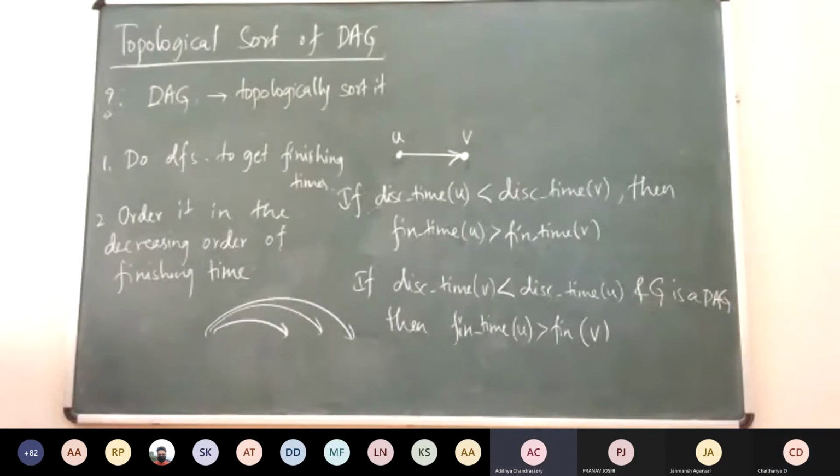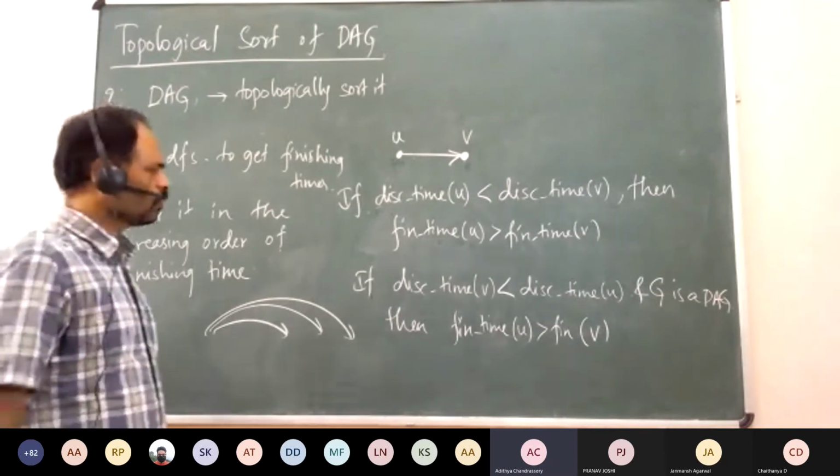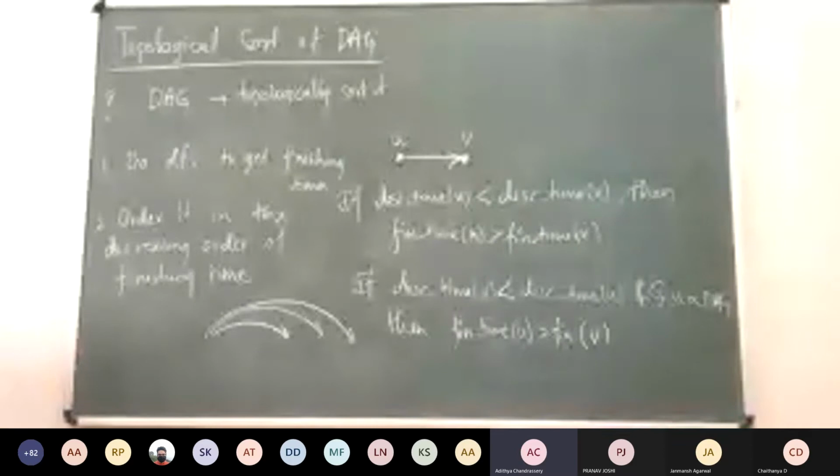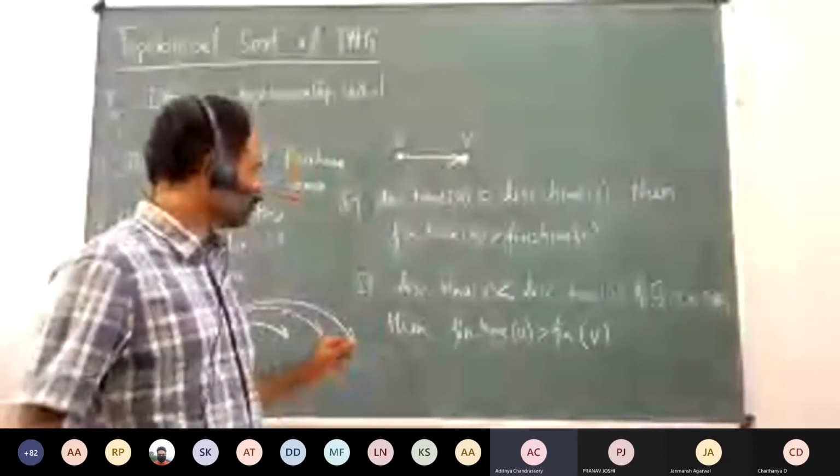Yes, sir. Otherwise, we would have gone to U in DFS, and then you would have finished and come out and then finished V. But it's a cycle. Since there's already a UV edge, there won't be a path from V to U. Why would that be a cycle? There is a UV edge. Now suppose there was a path from V to U.